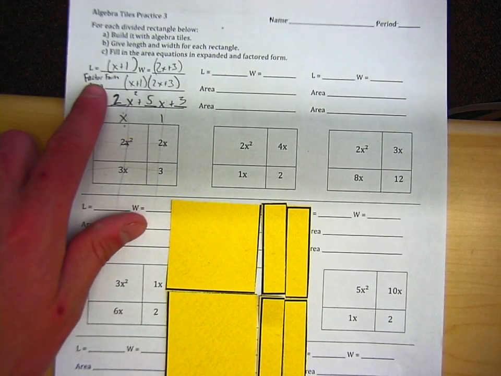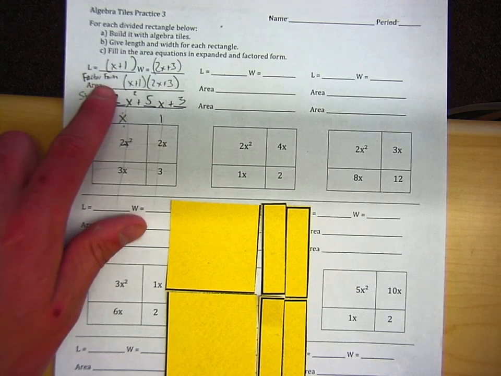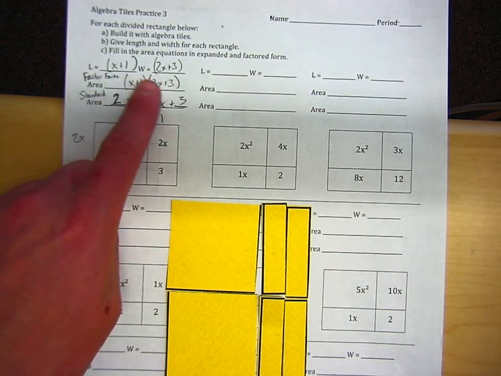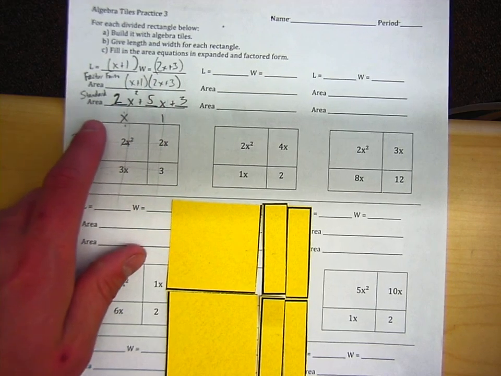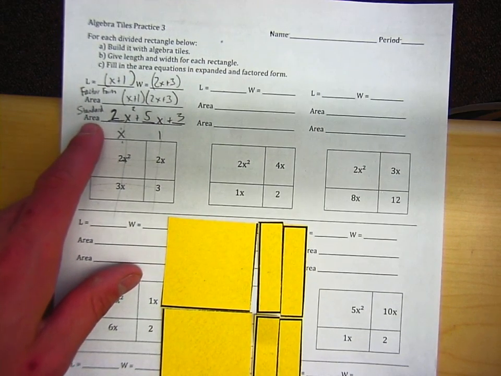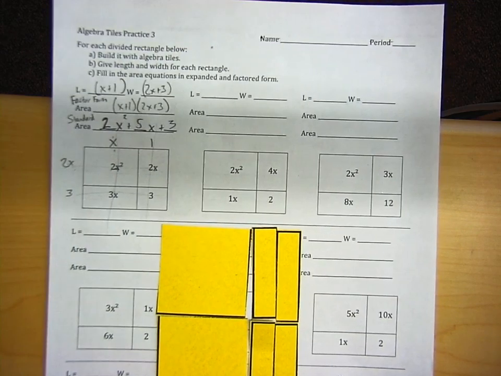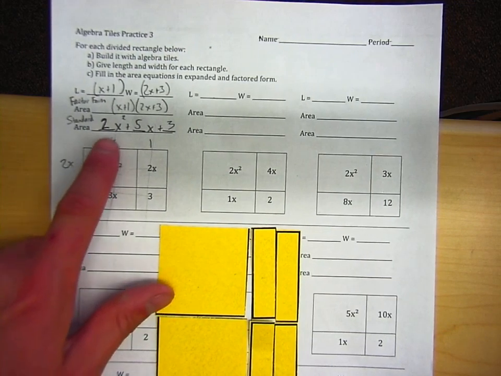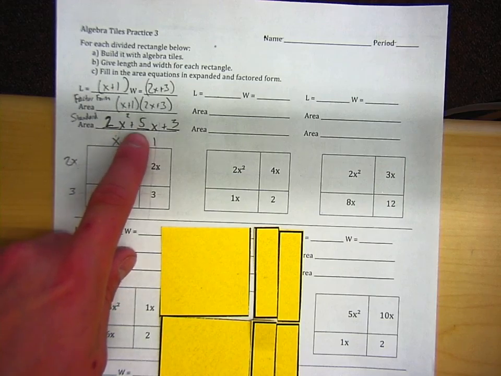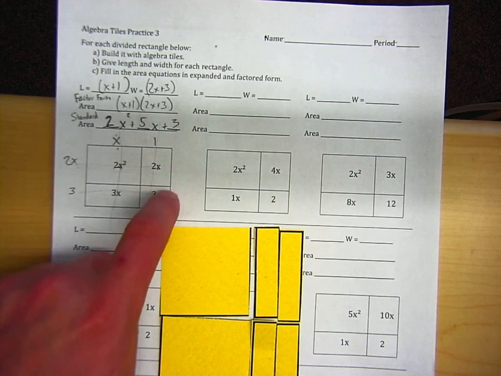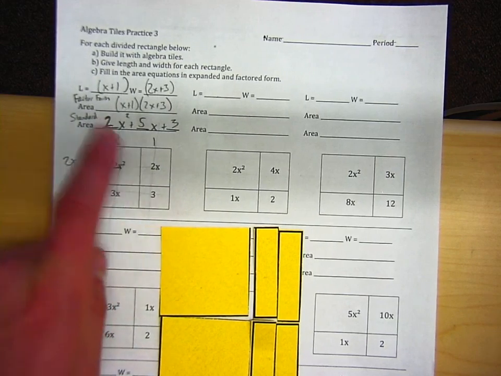One of them is factor form. Factor form looks like this, where I'm given a length and a width. Just take your length and your width and write them side by side. The next is standard form, formerly known as expanded form, but moving forward we're going to call it standard form. Standard form is the sum of the individual areas of each space in the rectangle. The factor form is length times width.